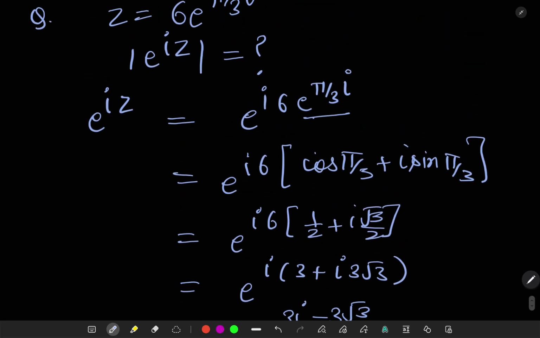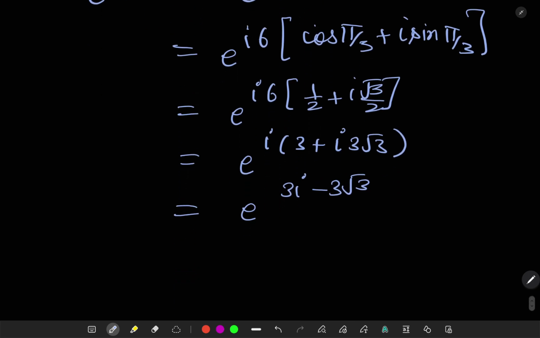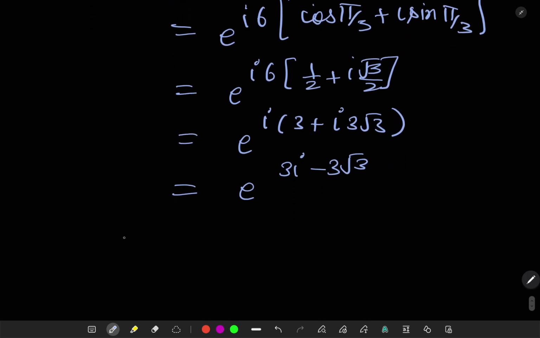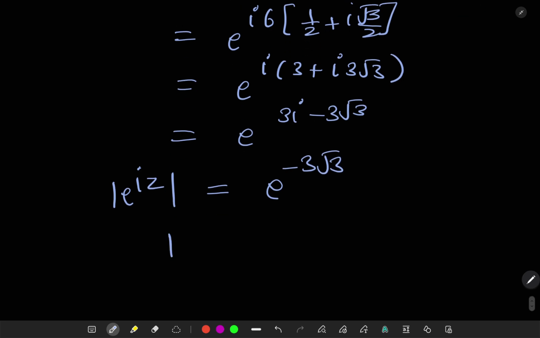Now in the question, given mod of e raised to power iota z, so taking mod of e raised to power iota z, we get here e raised to power minus 3 root 3. Here this is a property of a complex number: if we take mod of e raised to power z, it equals e raised to power real part of z. Here the real part is minus 3 root 3.